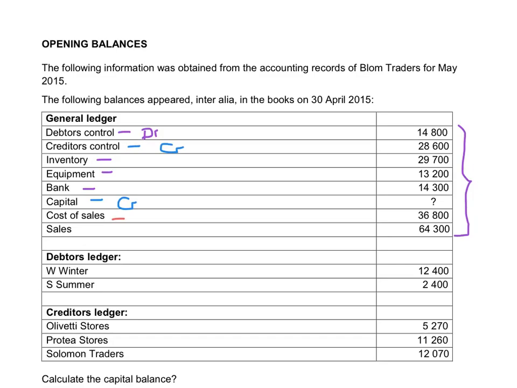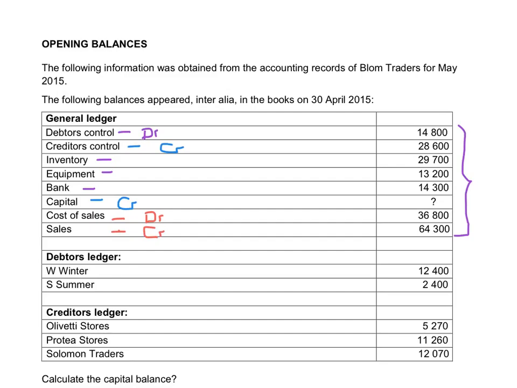Cost of sales is an expense. Expenses increase on the debit side, so cost of sales will start with a debit balance. Sales is an income. Income always has credit balances and income increases on the credit side.